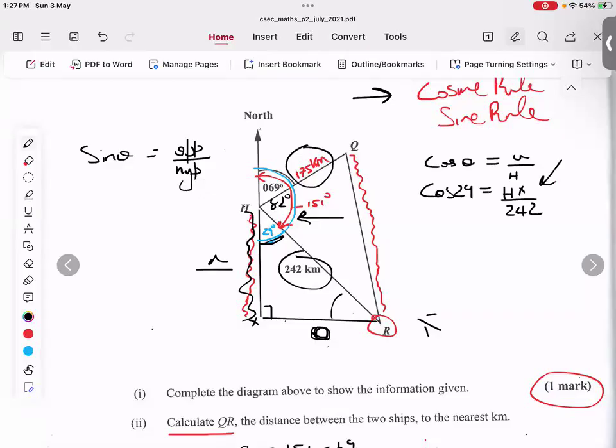All right, the unknown is at the top, Javari, what do we do? Correct, Geneva, cross multiply. So hx is equal to 242 times the cosine of 29. What is that calculation? $111.66. All right. Okay, lovely.